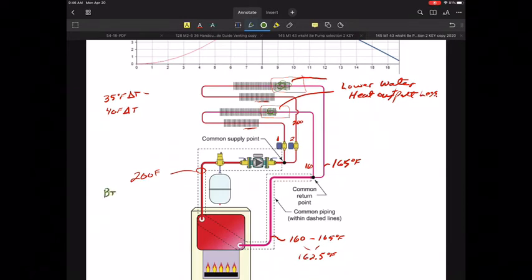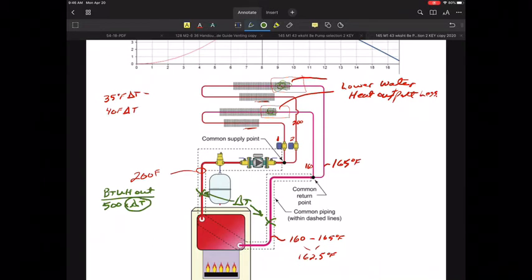I would take my BTUs per hour output that I determine from my system and divide that by 500 times my delta T. The delta T I would be using, this delta T here, would be the difference between here and here. What's going in and out of my boiler system is what that would be. So that is my delta T between those two. That's ultimately what I really want to do.